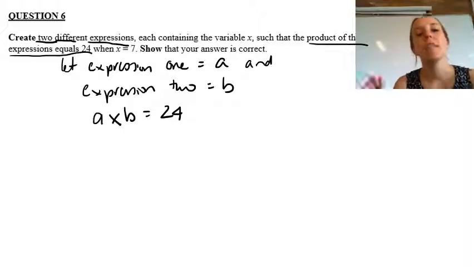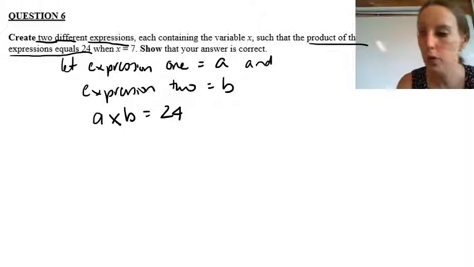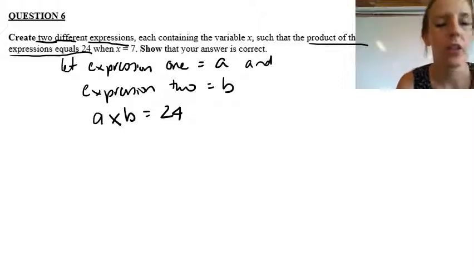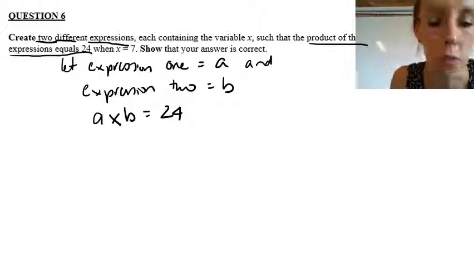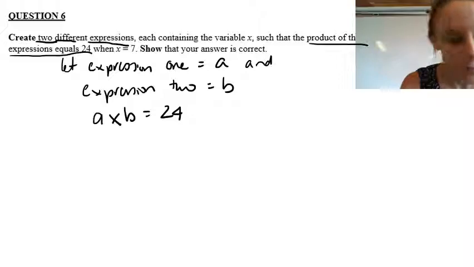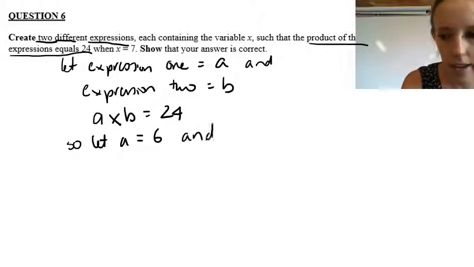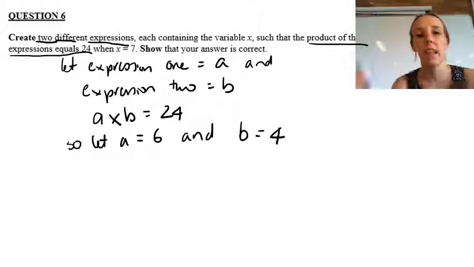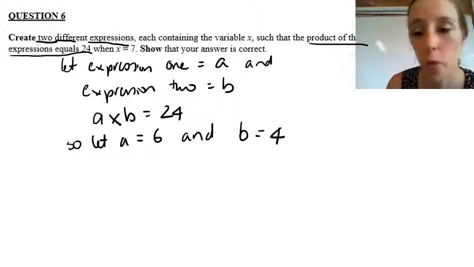So I just have to think of two numbers that multiply to equal 24. So you can pick whatever you want. You can do 12 and 2, and 8 and 3. I'm going to do 6 and 4. So I'm going to let A equals 6 and B equals 4. There we go, because when I multiply them together, they're going to equal 24, because 6 times 4 is 24.